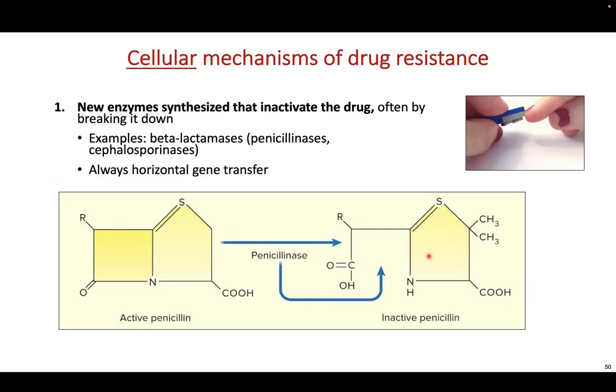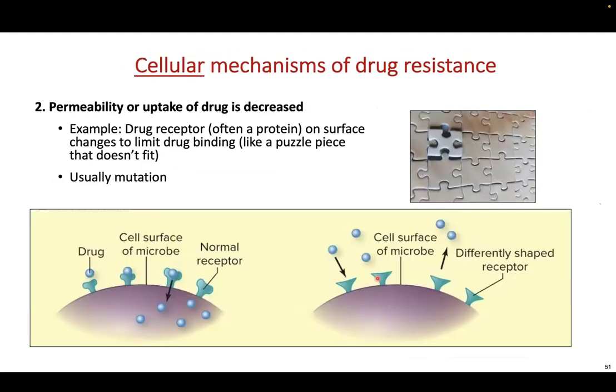The first one is the synthesizing of new enzymes that will inactivate the drug. Basically, this results in the breakdown of the drug itself. One example is the beta lactamases, which are produced by penicillin resistant bacteria. This mode of antibiotic resistance development happens through horizontal gene transfer. Here we have the active penicillin, and they will secrete beta lactamases that degrade it and make it inactive. Basically, the penicillin is no more active.